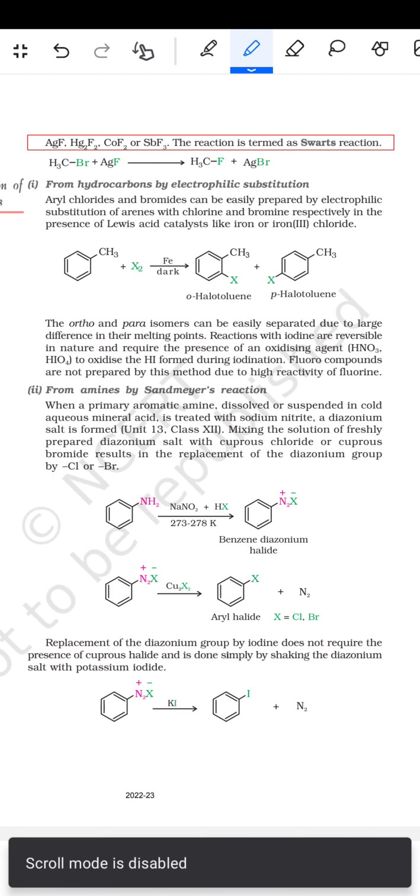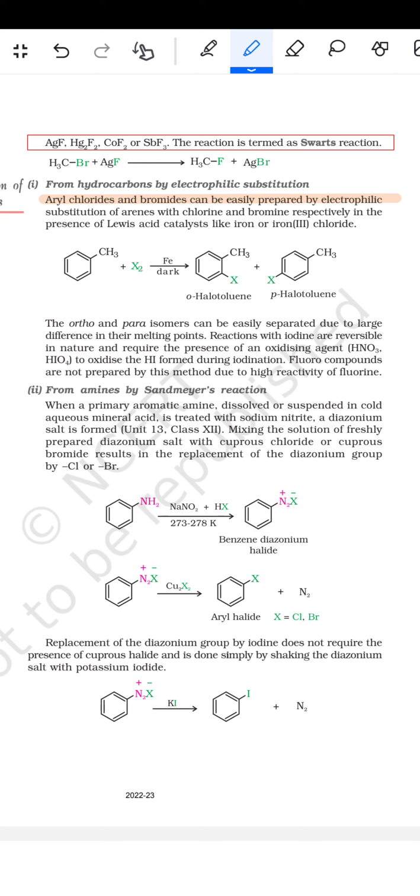Aryl chlorides and bromides can be easily prepared by electrophilic substitution of arenes with chlorine and bromine respectively in the presence of a Lewis acid catalyst like iron or iron(III) chloride.